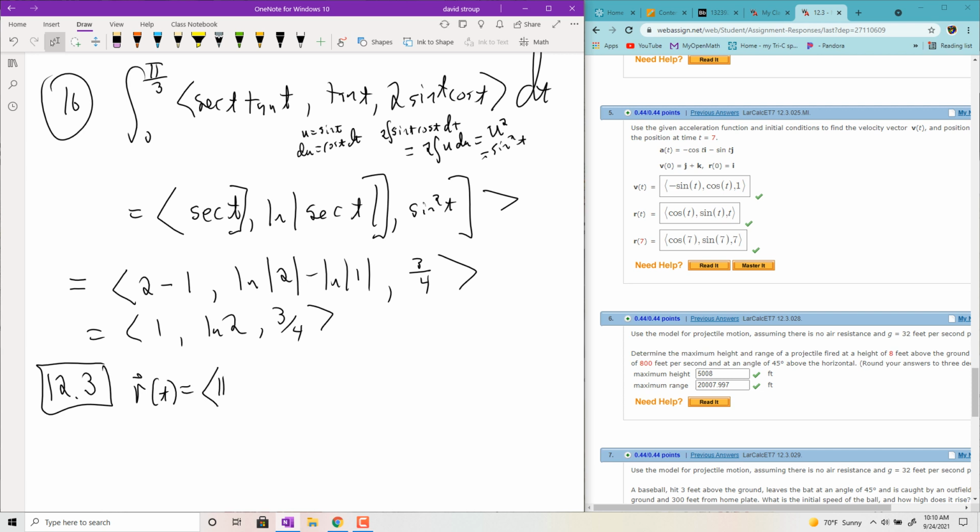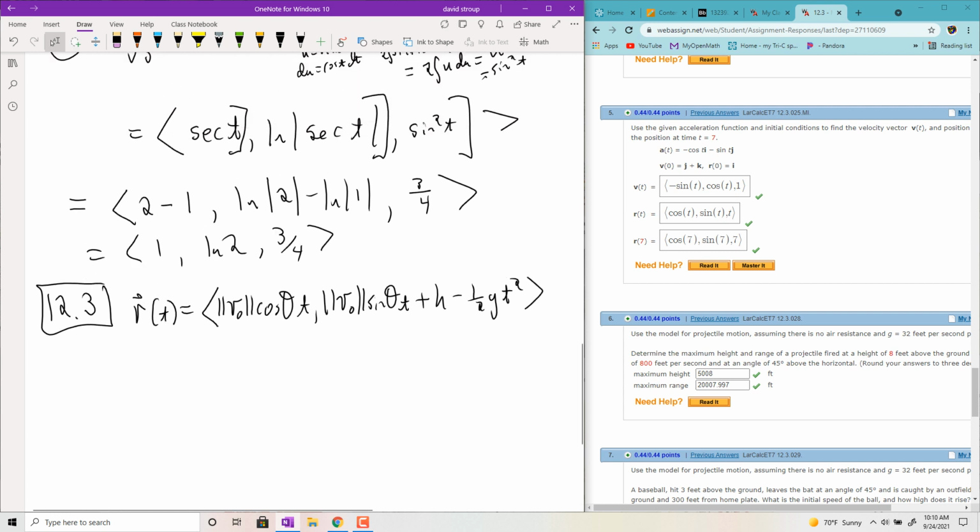But it's the magnitude of the initial velocity times cosine of the initial angle t, comma, and then the magnitude of the initial velocity times sine of the initial angle t plus h minus 1/2 gt squared. Make sure all your units are good. And I'm not going to have you convert miles or feet to miles or anything like that without giving you the conversion formula.